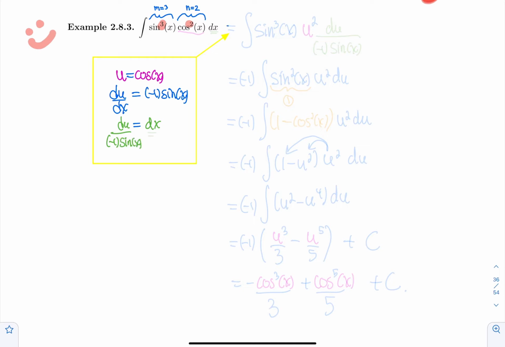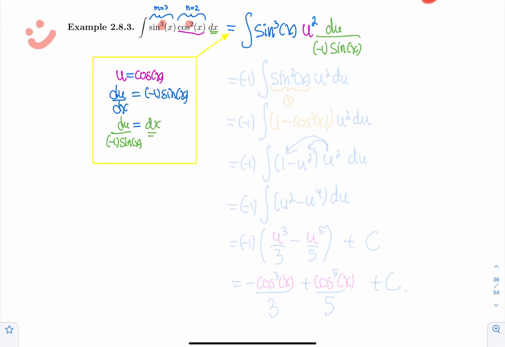So if I start my substitution, I get the integral of sine cubed. Sine cubed does not change for now. Cos squared now is u squared. This is my substitution. And the dx blows up. We had u equals cos, and the dx blows up into du over minus sine of x.